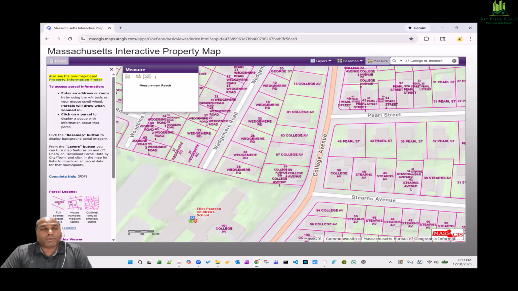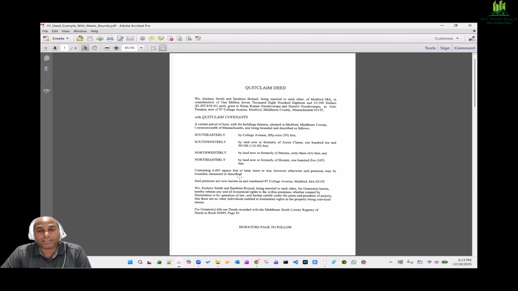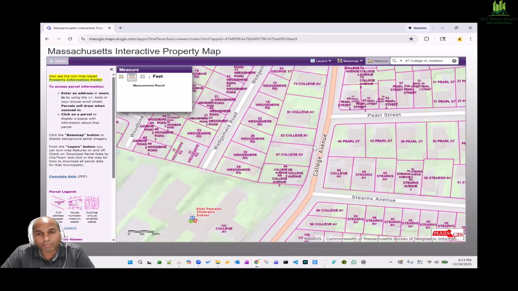You can measure using this. By the way, this is the Mass GIS, which is one of the subjects in this discussion. You take the feet and go through the description, like the description says, College Avenue, 59 feet in the southeasterly direction. So you just start at the POS and then you go 59 feet, as you can see there. And then from there, the second one is this, and then you go here, and then you go here. So that's the legal description.